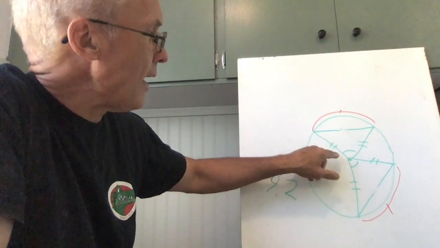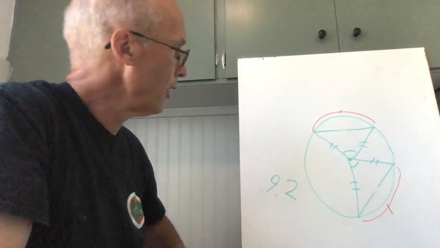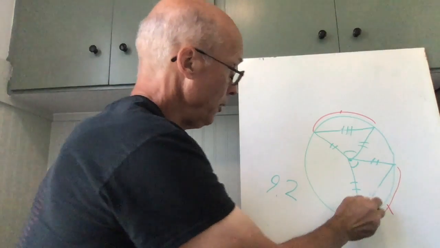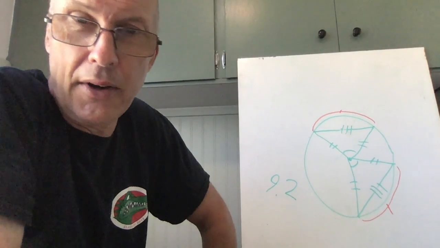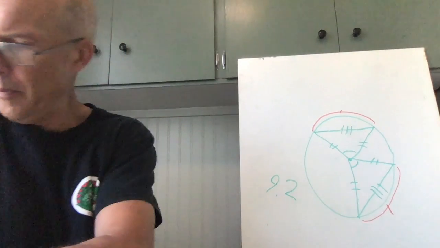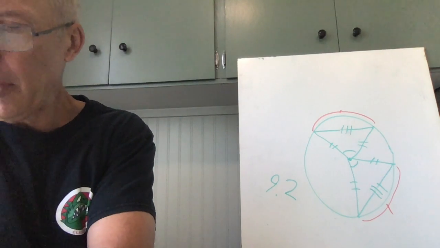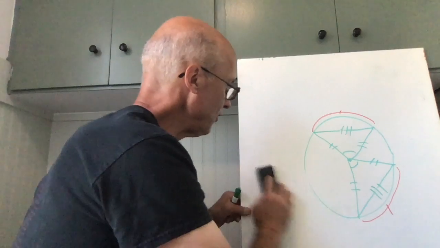So by the side angle side theorem, we know that these two chords are equal to each other because they're corresponding. Okay, so quick little proof. That's theorem 9.2. Let us continue on.